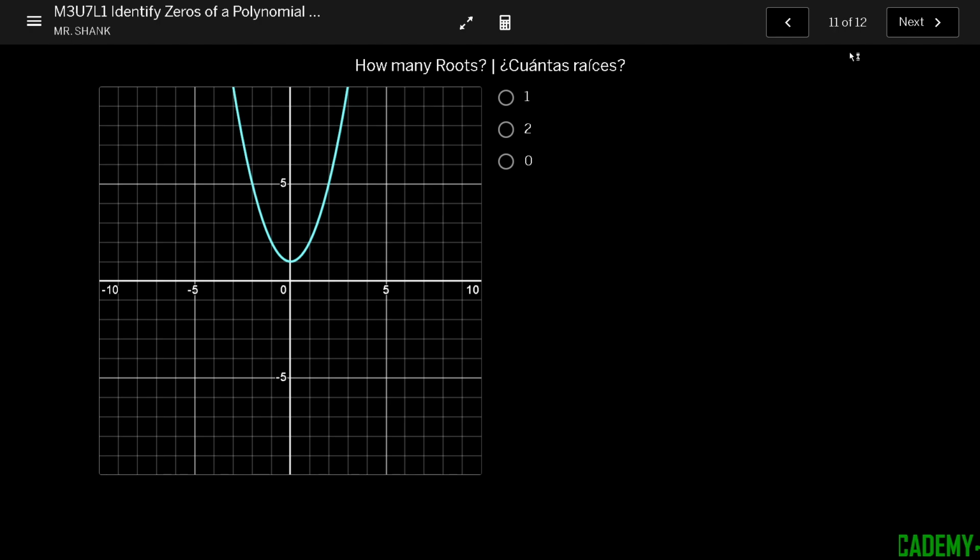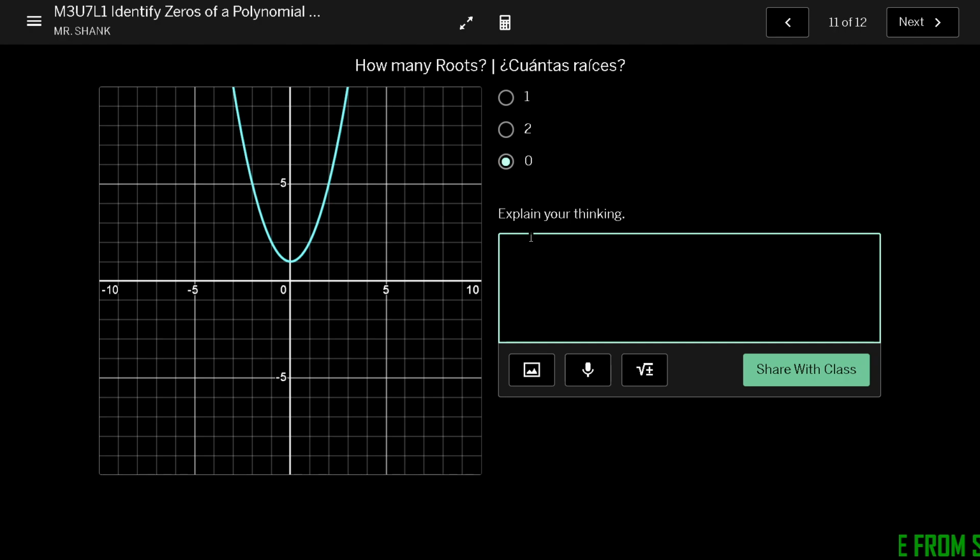All right, last two here. How many roots does this one have? This one doesn't touch the x-axis, so we're going to say 0. So since this curve does not hit the x-axis, let's say this curve does not have any x-intercepts. All right.